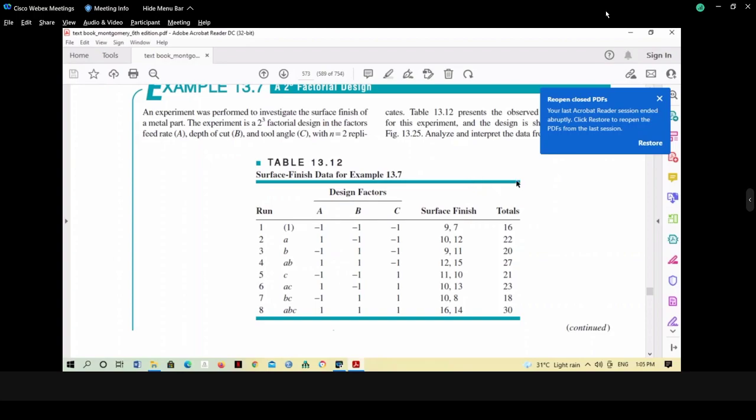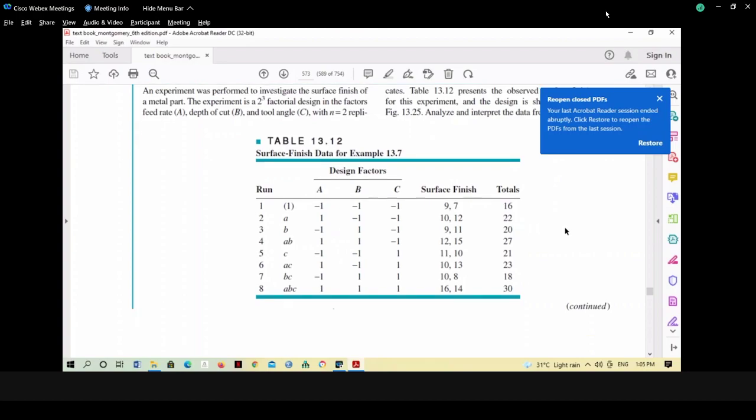I want to demonstrate how to construct the interaction plot, the interaction plot of AB. I think the last time we constructed the main effects plot. So as usual, I will use the pencil tool. You need to calculate the X bar, the average, remember? Average.